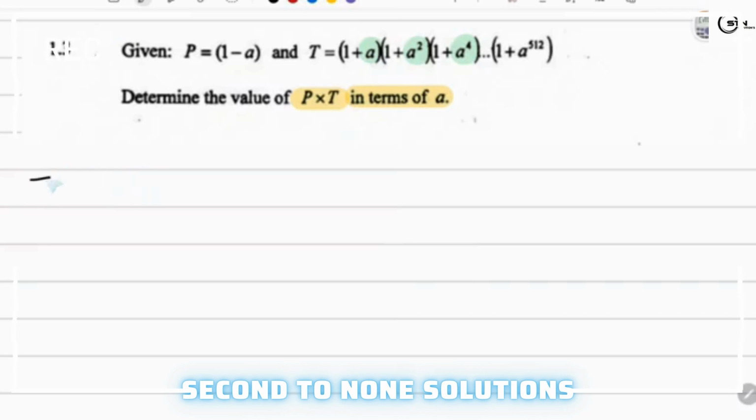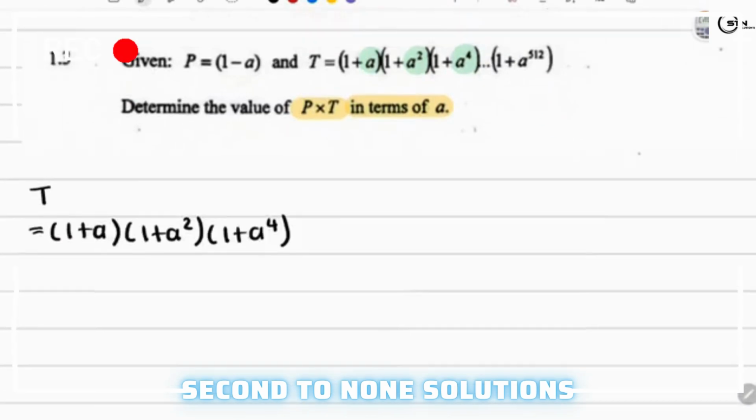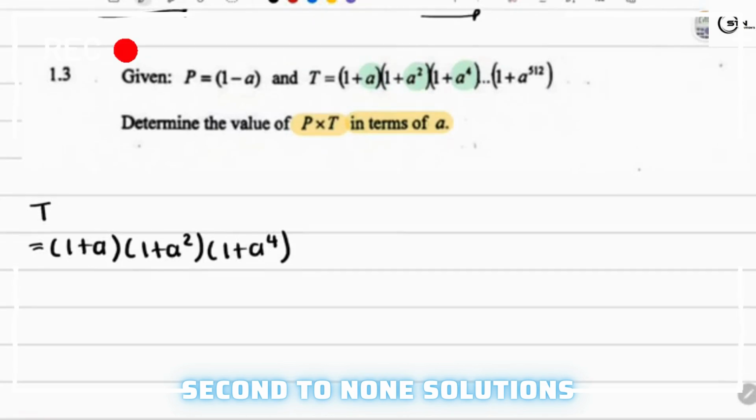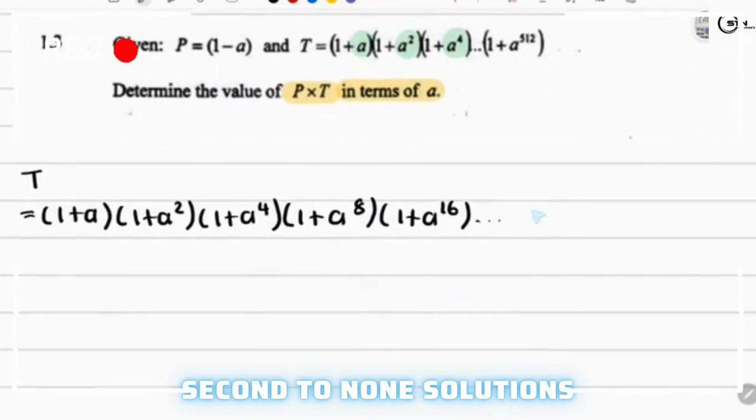So I'm saying that our t, and I'm just going to say t equals, so I don't have to keep writing t is equal to. And let me just rewrite what is there first. So I'm saying the next term, because it seems like these exponents are just being multiplied by 2. So 1, and then 1 times 2 is 2. Then 2 times 2 is 4. Then 4 times 2 is 8. So the next term should be 1 plus a to the power of 8. And then 1 plus a to the power of 16. And this should keep going all the way to 1 plus a to the power of 512.